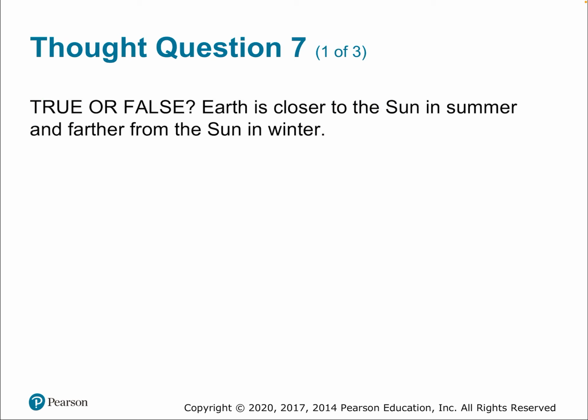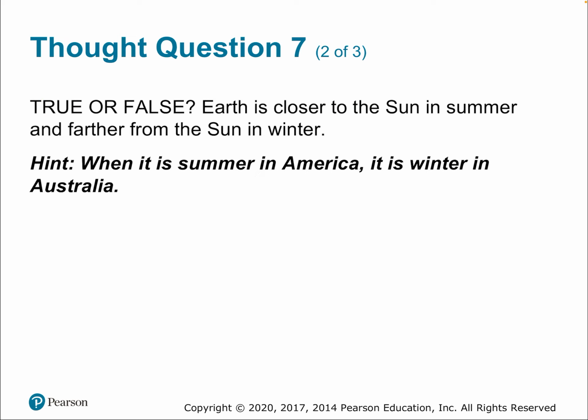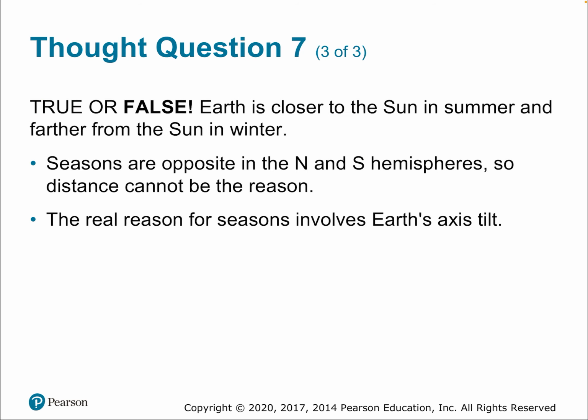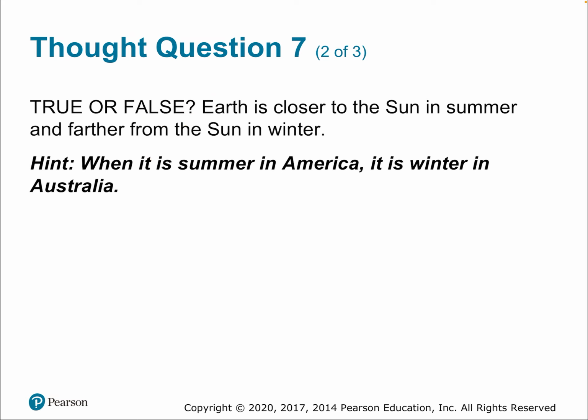And in fact, you don't need to know this as a fact. You can reason out the answer. False. Because when it's summer in America, it's winter in Australia. Right? It has to be false. Because you can't simultaneously have a summer, which is supposedly occurring when we're closest, or that would be one theory, because literally there's winter in another half of the planet.